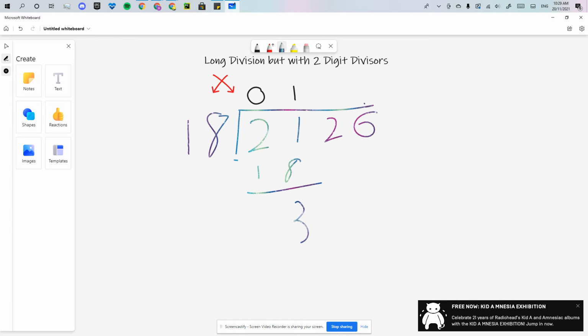So 18 can't divide into 3. So we have to bring down. We bring the digit down here. So then we write a 2. That looks more like a Z. There we go. Okay, 32. 18 can't divide into 3, but 18 can divide into 32.